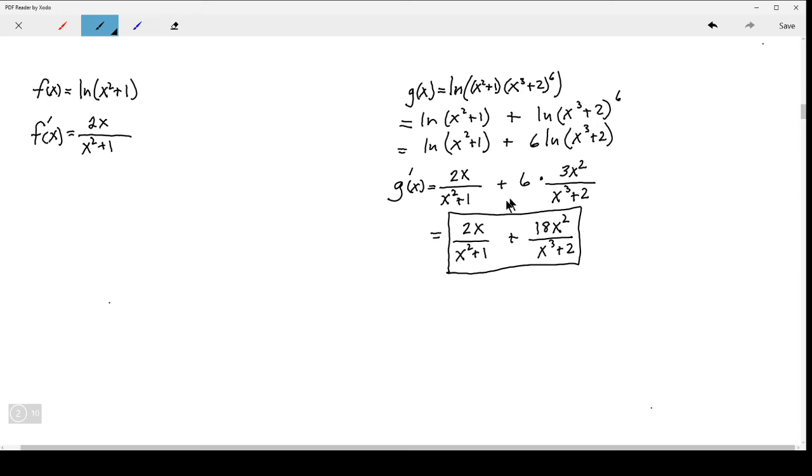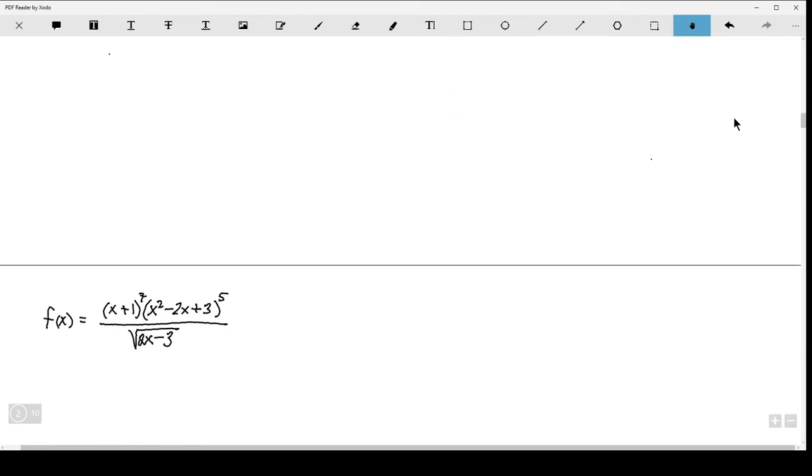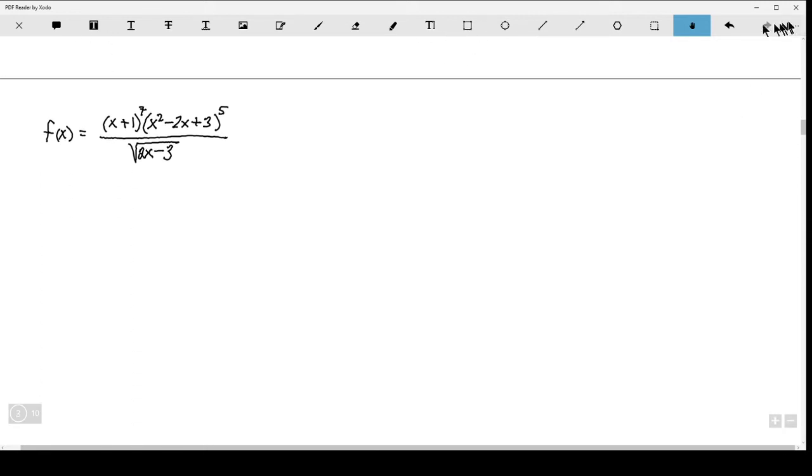All right, so you want to be able to use those log rules when you have something complicated inside a logarithm, to break it apart so that I'm dealing with individual logs, and then I can just use the log rule for taking the derivative, which is very simple. Now, if I take this and I combine it with our ability to do implicit differentiation, which I think is what the next example is. Hang on, let me see. Yes. All right, let's take a look at this function.